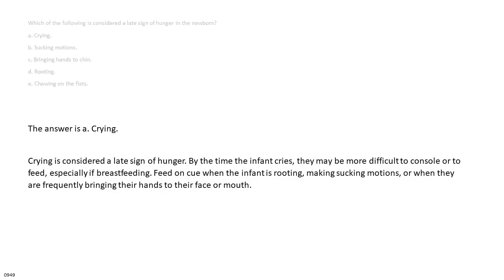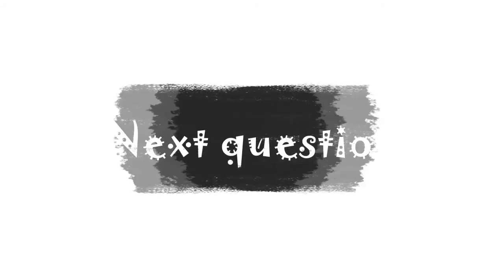The answer is A. Crying. Crying is considered a late sign of hunger. By the time the infant cries, they may be more difficult to console or to feed, especially if breastfeeding. Feed on cue when the infant is rooting, making sucking motions, or when they are frequently bringing their hands to their face or mouth.